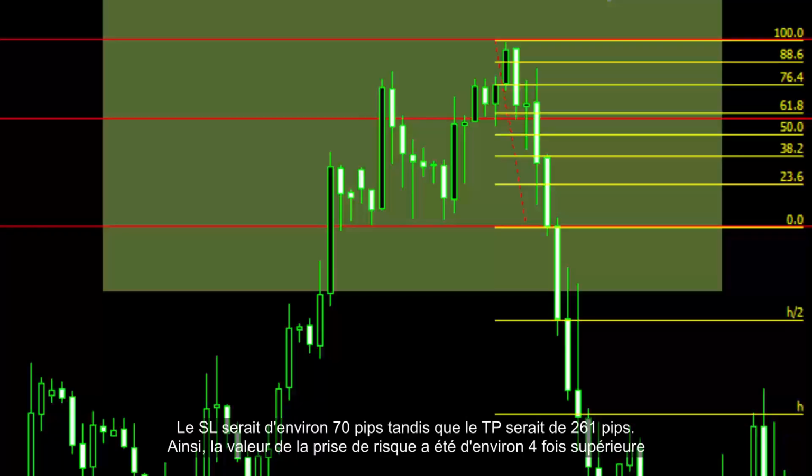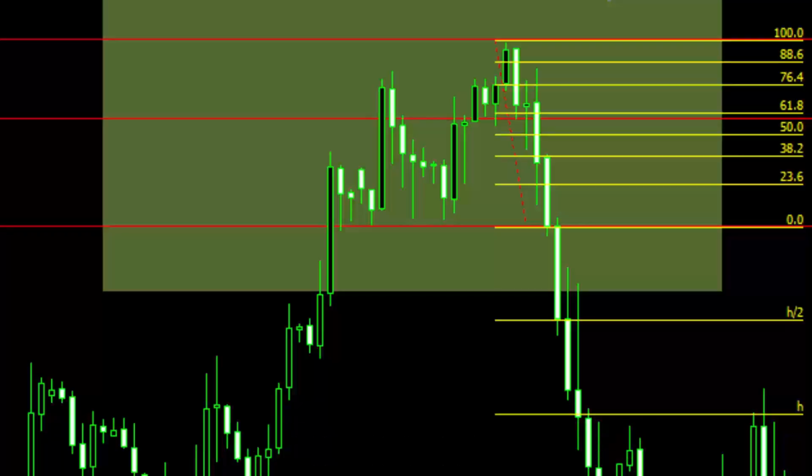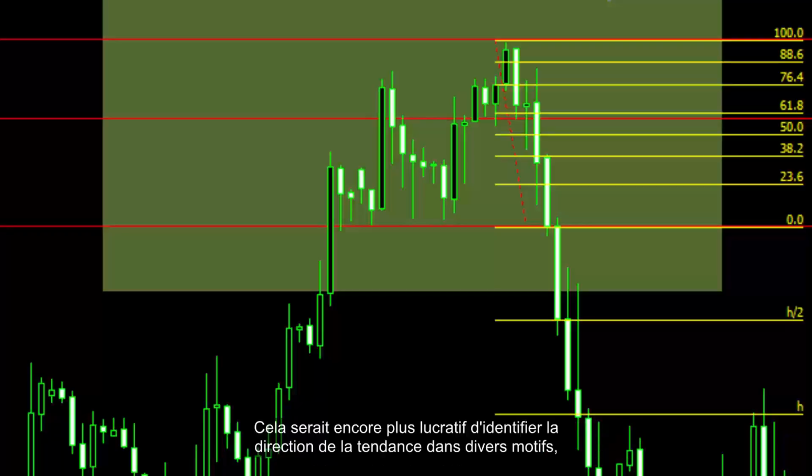Thus, reward to risk amount was around 4 times higher. It would be more lucrative to identify the trend direction through various patterns, especially when a candle pattern has formed on a double top pattern.